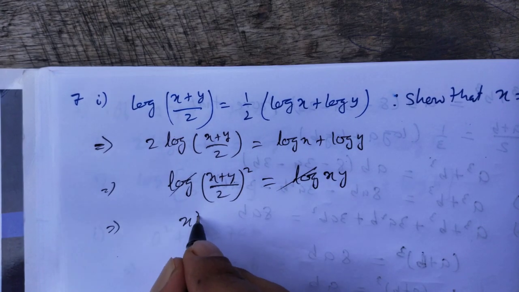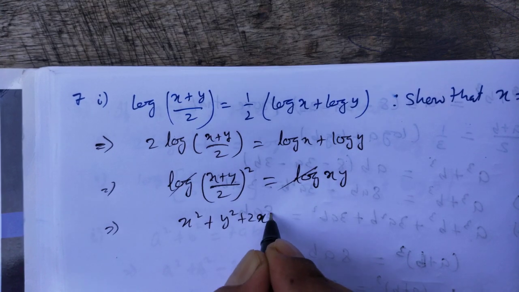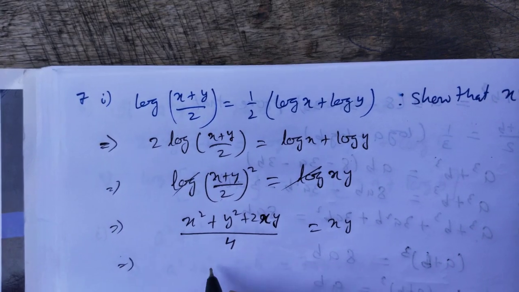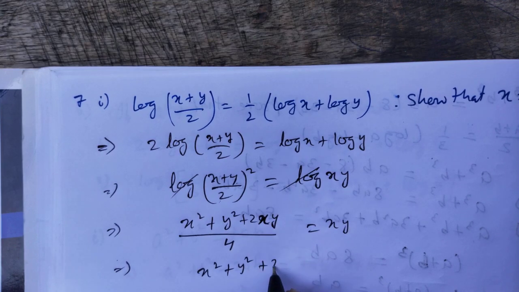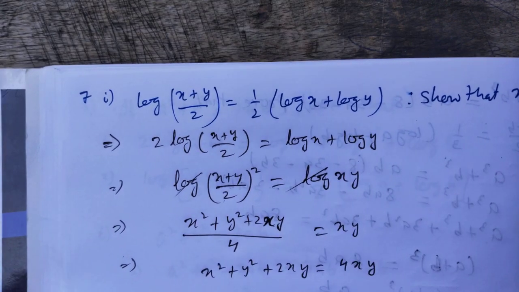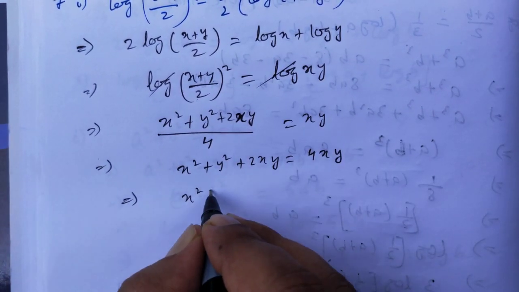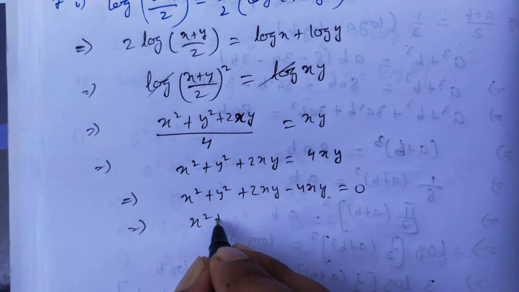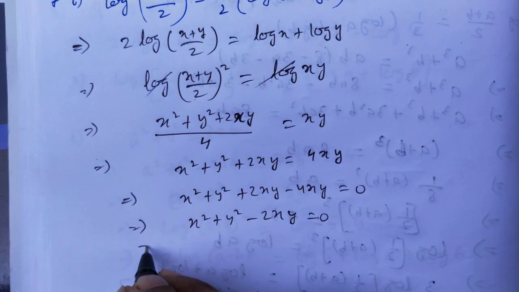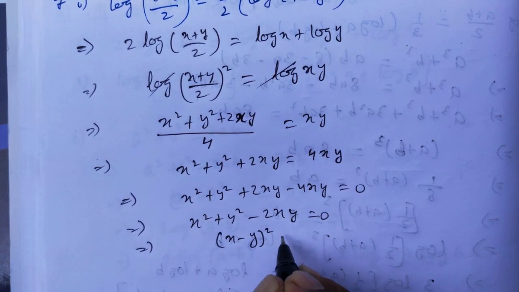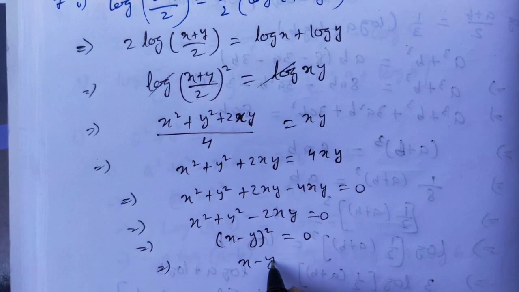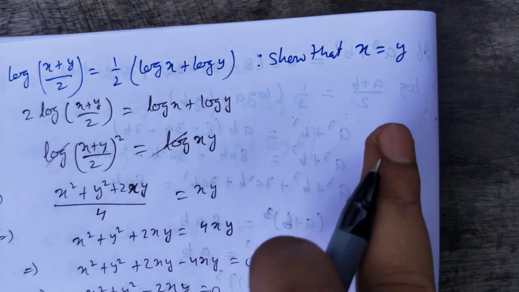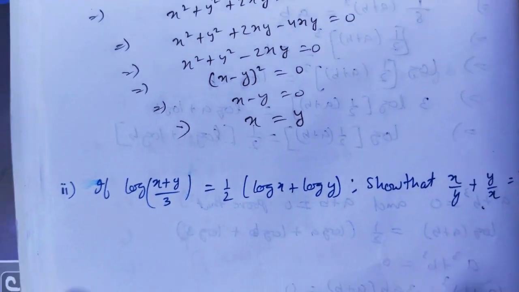Apply the formula a plus b whole square: a square plus b square plus 2ab. So x square plus y square plus 2xy, and downside 2 square is 4. Cross multiply now. x square plus y square plus 2xy equal to 4xy. Bring 4xy on the left side. x square plus y square plus 2xy minus 4xy equal to 0. x square plus y square minus 2xy equal to 0. That means this is a whole square. x minus y whole square equal to 0. So if I remove the square, we are getting x minus y equal to 0. That is, x is equal to y. Hence proof, okay? We got the answer. Similarly, we will do this also.